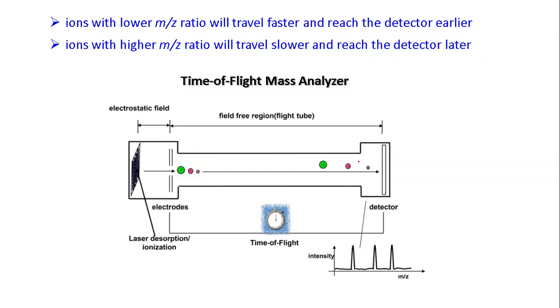Now, in different mass analyzers, sometimes you see higher m by z traveling faster, while in some analyzing systems the lighter ion is traveling faster. Those are the only differences.